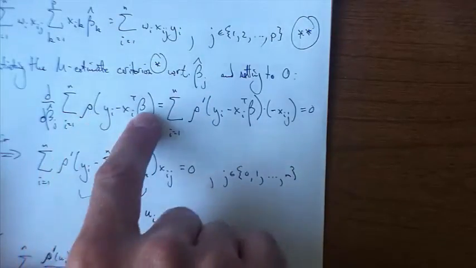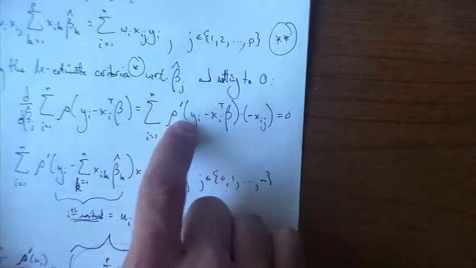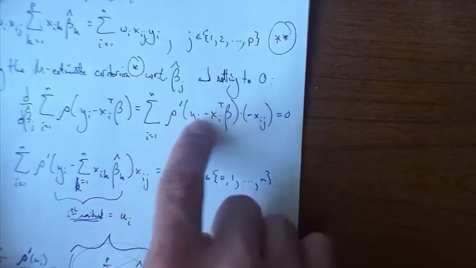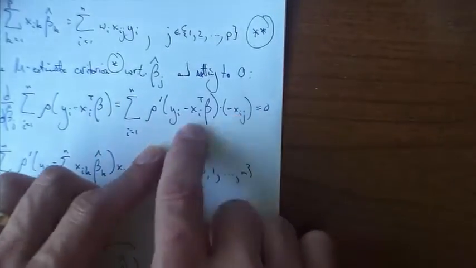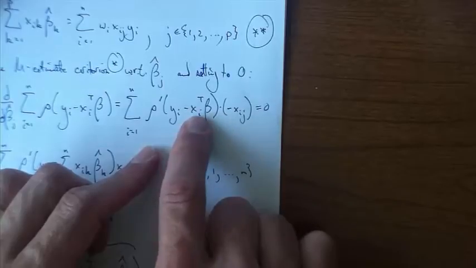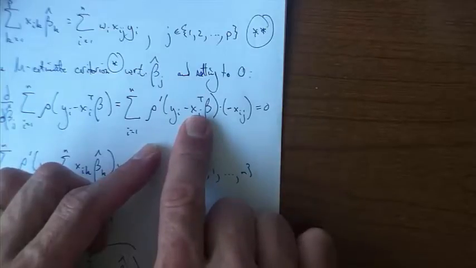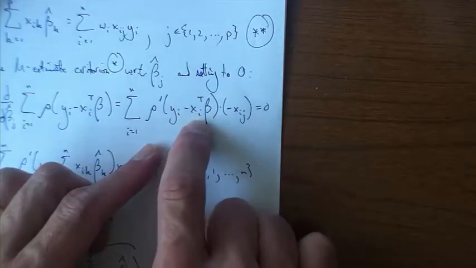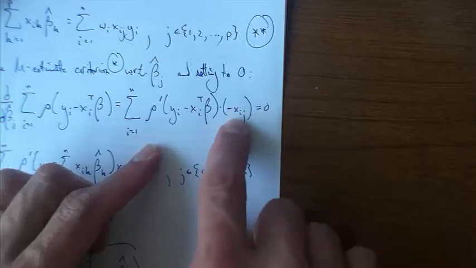It's the derivative of the function times the derivative of the stuff inside. So that's what I have here. It's the derivative of the function, evaluated at the residual, times the derivative of the stuff inside, which, remember, is a vector times a vector. This is the ith observation vector. What remains when you differentiate that with respect to the jth beta is just a negative sign and the jth value in the ith x observation vector. So that's how you get that.